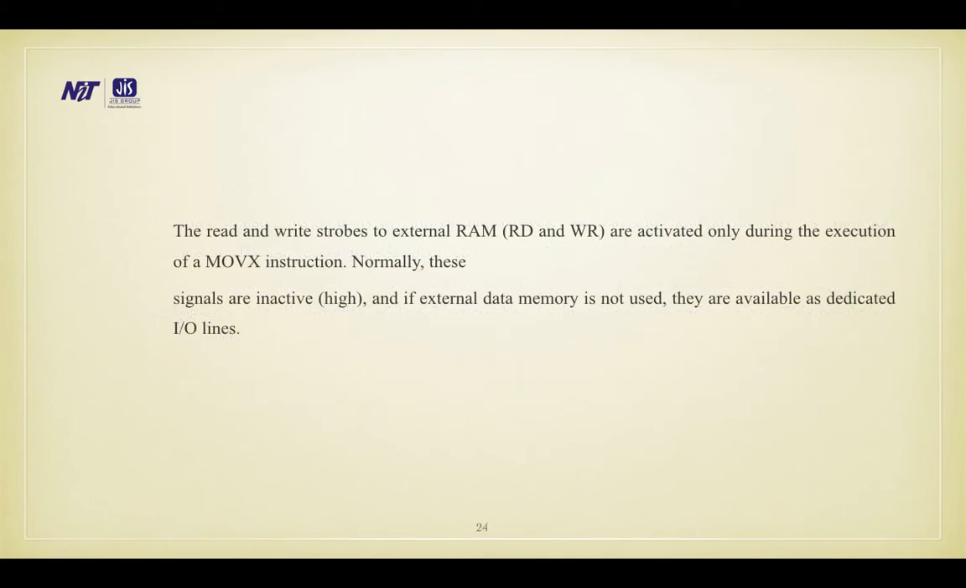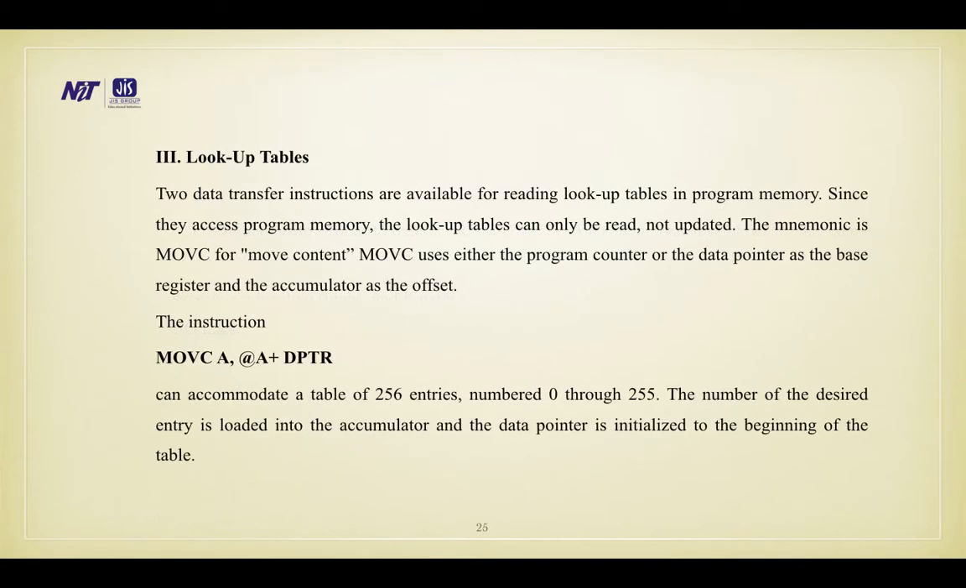The read and write strobes to external RAM, RD and WR, are activated only during the execution of a MOVX instruction. Normally, these signals are inactive, high, and if external data memory is not used, they are available as dedicated I/O lines. Lookup tables. Two data transfer instructions are available for reading lookup tables in program memory space. Since they access program memory, the lookup tables can only be read, not updated.